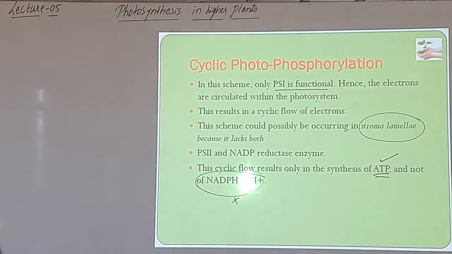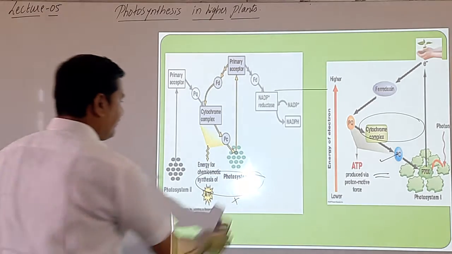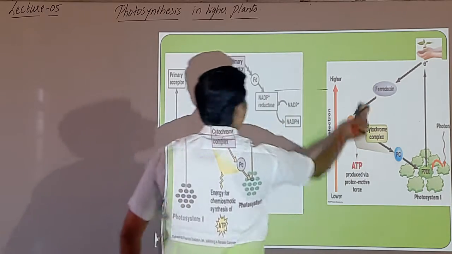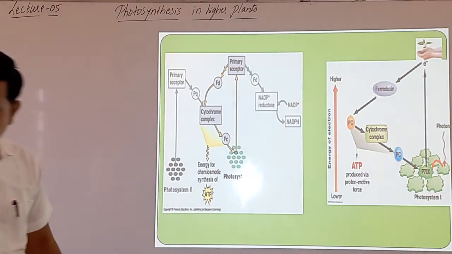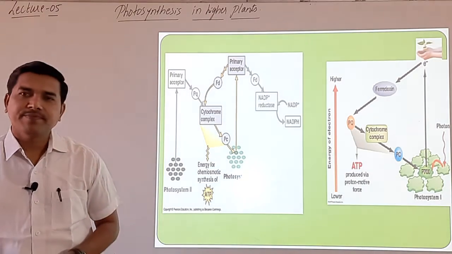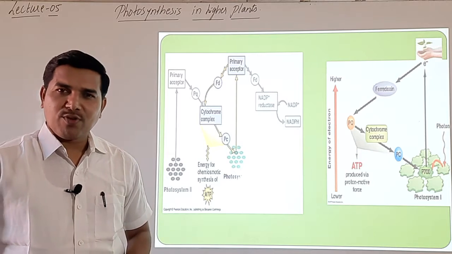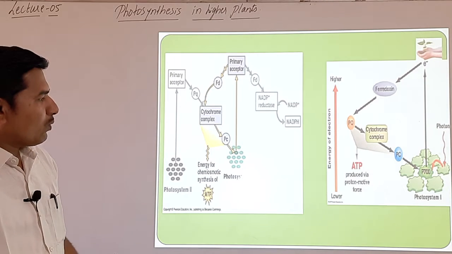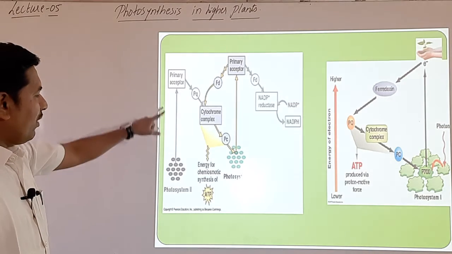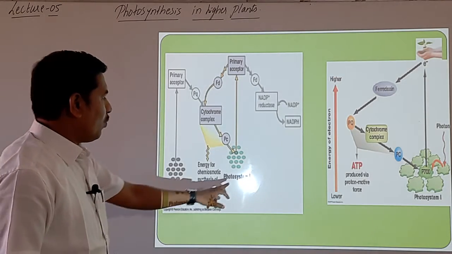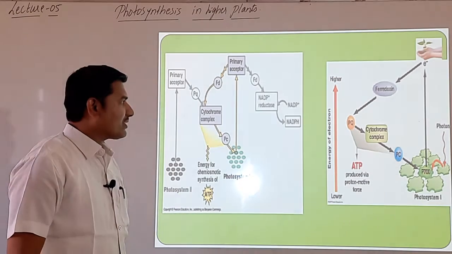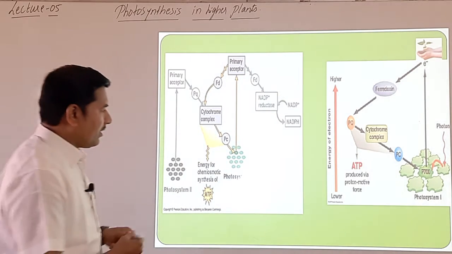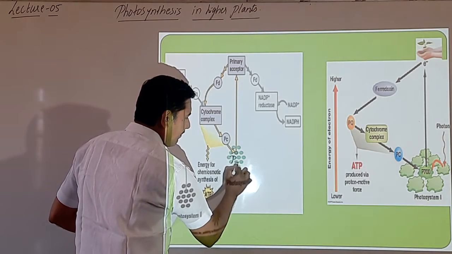So how? Let's look at the cycle. Okay, now if we look at the structure in the cyclic photophosphorylation, we have only photosystem 1, PS1. So let's see here what exactly happens. Now here in the photosystem 1 we have the LHC, light harvesting complex. Now this light harvesting complex, photosystem 1, it is having a reaction center P700.